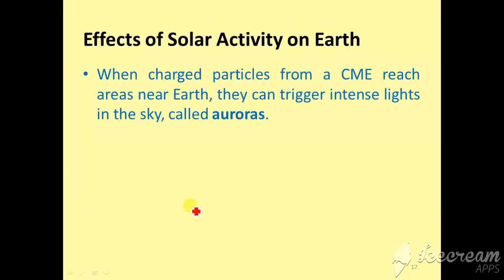So what is the effect of solar activity on Earth? When charged particles from a coronal mass ejection reach areas near Earth, they can trigger intense light in the sky called the auroras. So auroras are basically caused by the coronal mass ejection. A lot of charged particles and radiation reach the northern and southern poles of the Earth.